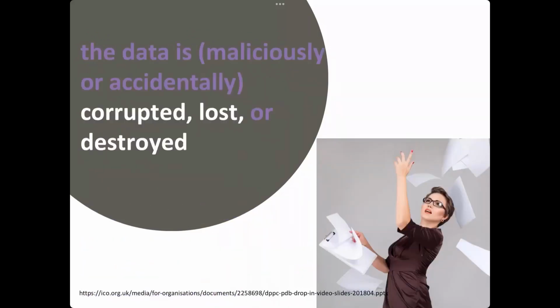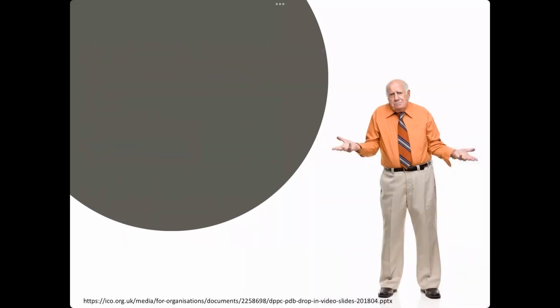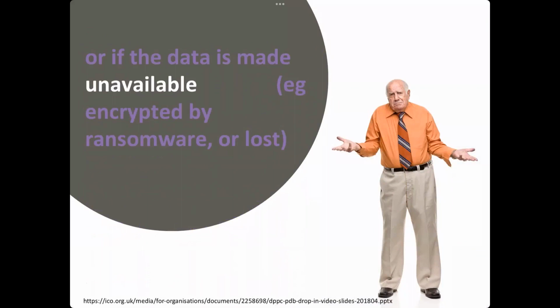And the data is maliciously or accidentally corrupted, lost, or destroyed. All right. So it means that your data is lost, corrupted, or destroyed, right? And all this can be costly, right? If the data is made unavailable, for example, encrypted by ransomware or lost, right?